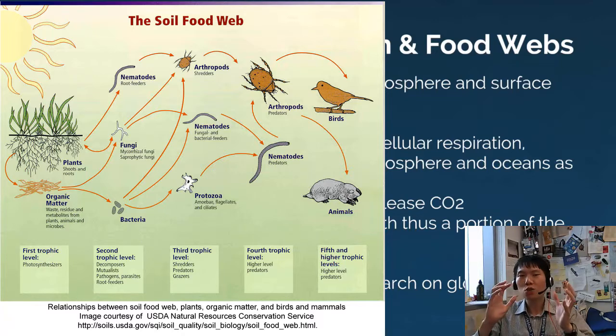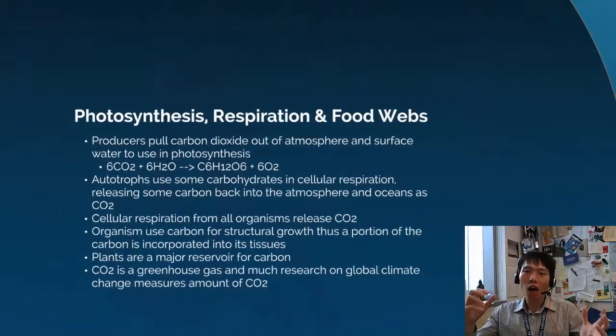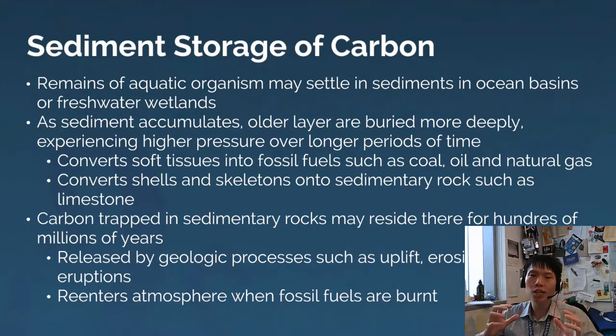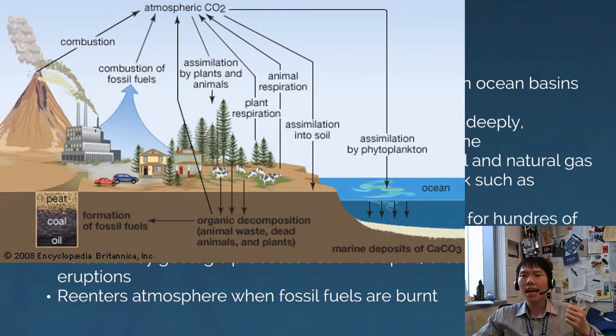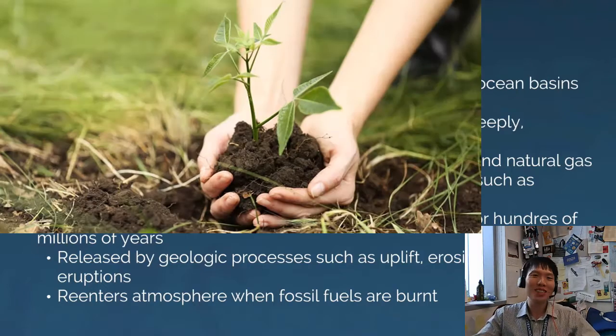Now, organisms use this carbon for structural growth. Even DNA is a polymer containing carbon in its deoxyribose sugar. So a portion of this carbon is incorporated into our tissues. Because carbon dioxide is a greenhouse gas, a lot of research on global climate change is directed at measuring the amount of CO2 that plants store, to see how it can influence the Earth's climate. Does it mean that when you plant more trees, you will help to dampen climate change? We'll see next time.